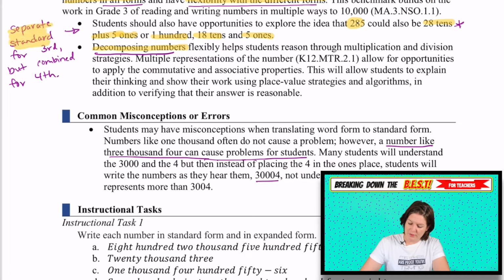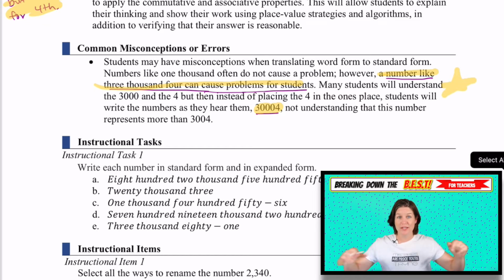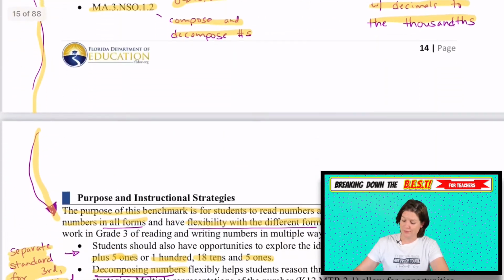So I mentioned here separate standard for third, but combined for fourth. The decomposing numbers is separate for third grade, but we put it all together for fourth grade. Here it says a number like 3004 can cause problems for students because they might write it like this, 3000 and 4, squishing them together instead of adding them up to make it 3004. Again, this is more of a third grade example because the numbers do get larger in fourth grade. We're going all the way up to the millions, right?